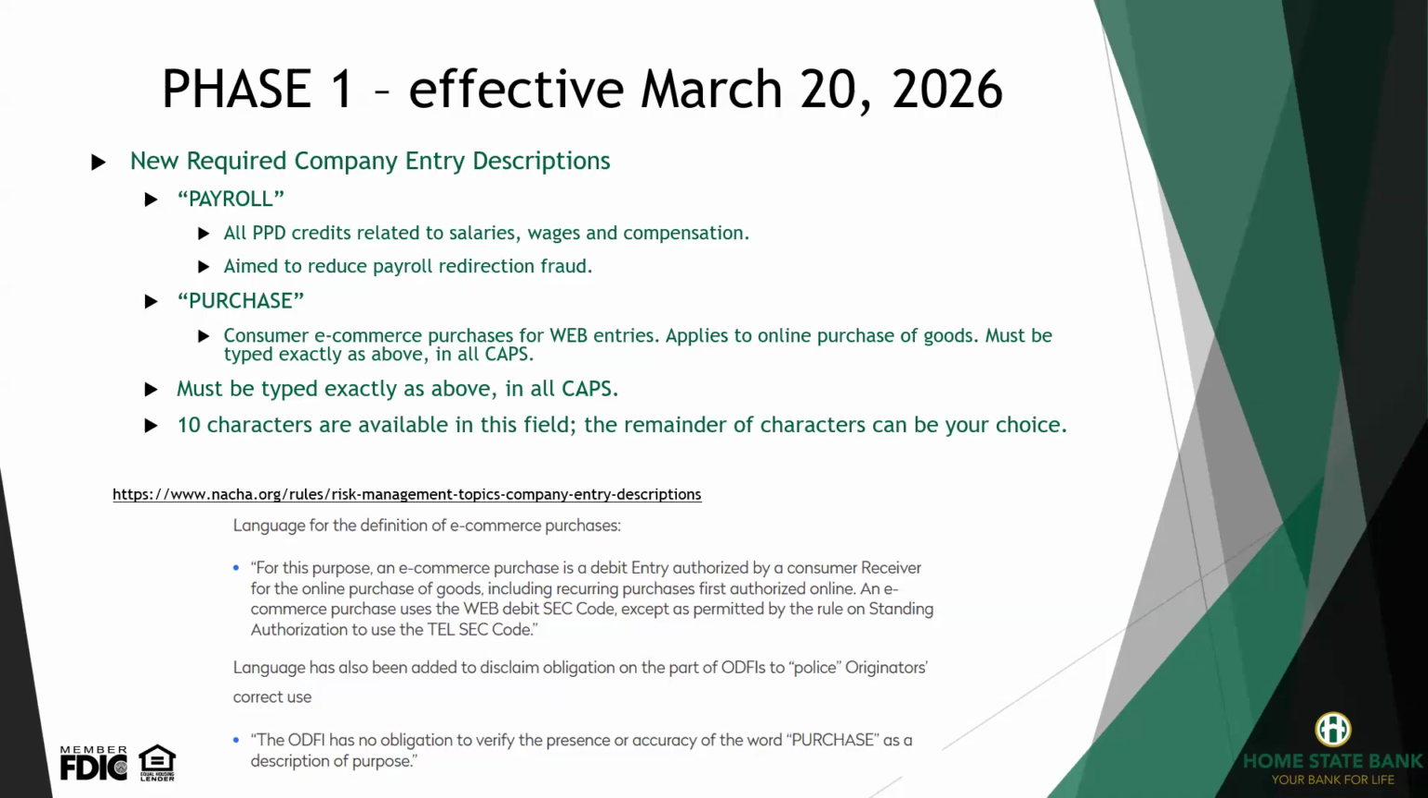So for purchase, we don't have a ton of originators that are impacted by this, but it does impact some that use web entries for the SEC code. Those would be for consumer e-commerce purchases. They apply to online purchases of goods. We had a question yesterday about memberships. A membership is not a purchase of a good, so this would not apply. We would have to actually be receiving some type of good to have to use purchase.